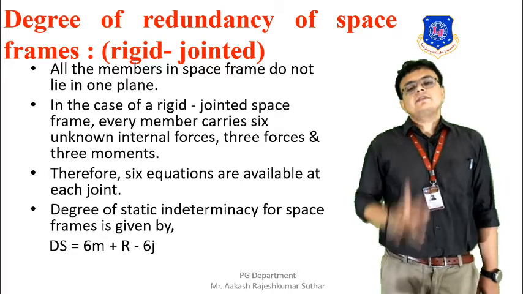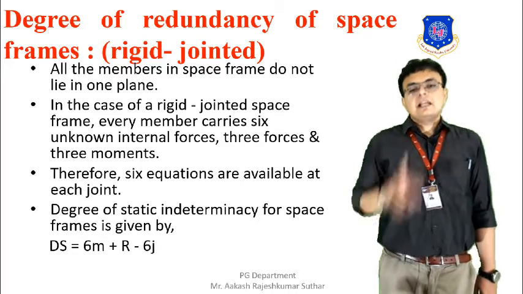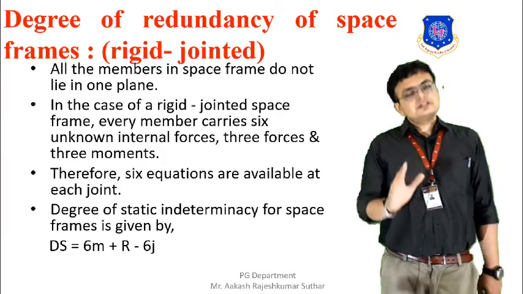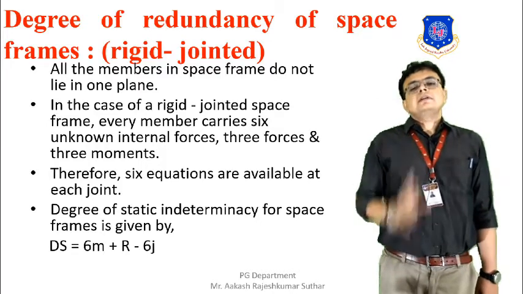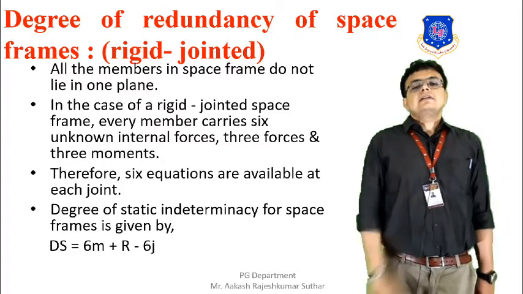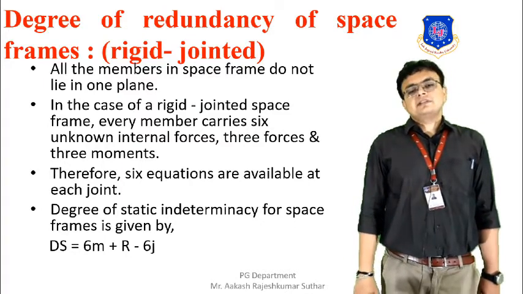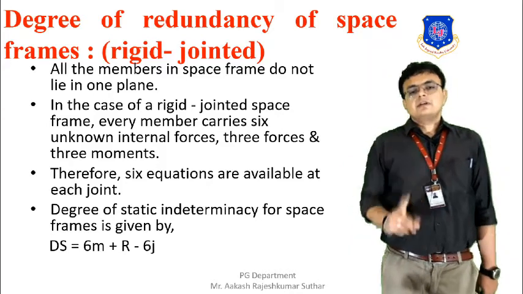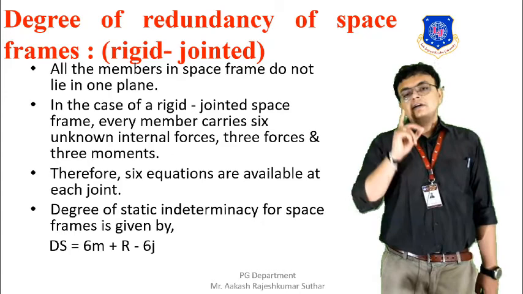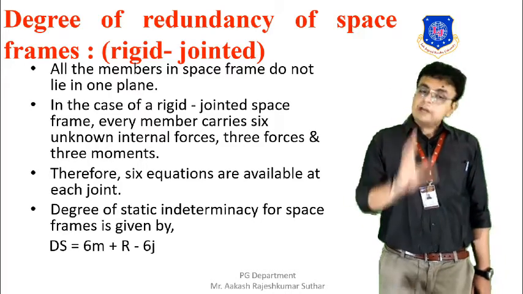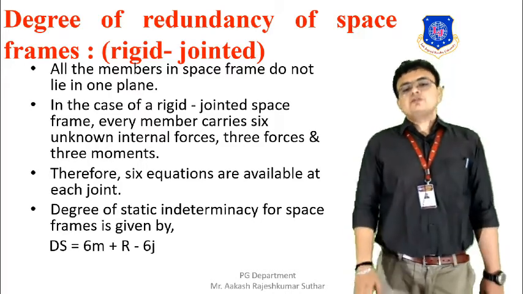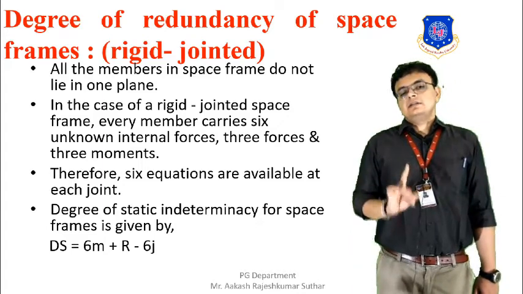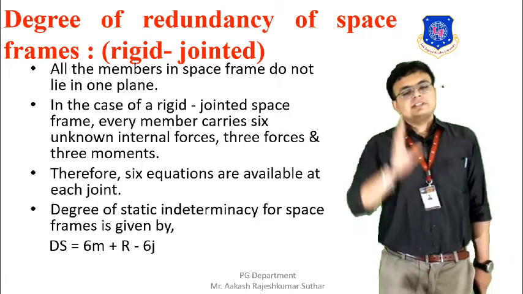In the case of a rigid jointed space frame, every member carries 6 unknown internal forces. Each member in a space frame will be carrying 6 unknown internal forces, that is 3 forces and 3 moments. Therefore, 6 equations of equilibrium are available for a space frame, and at each joint there will be 6 conditions of equilibrium.